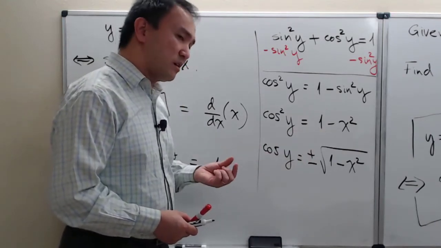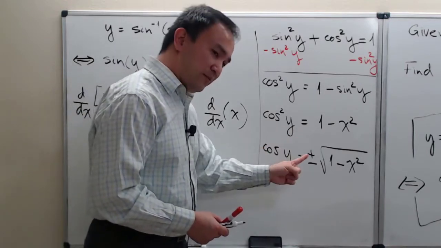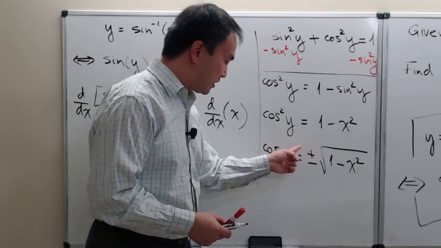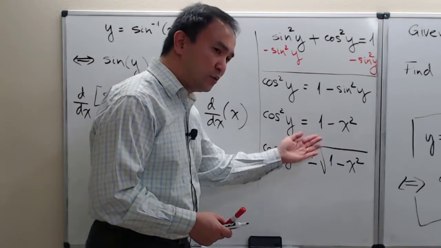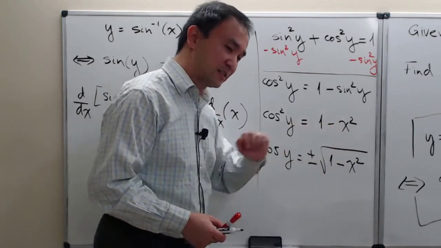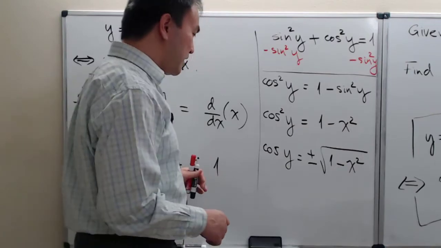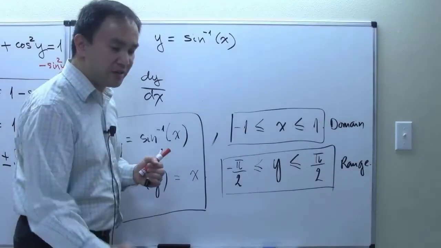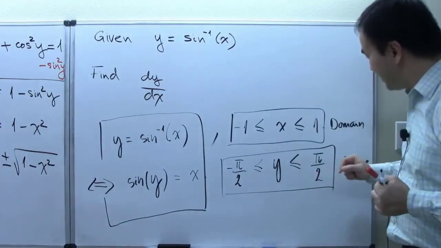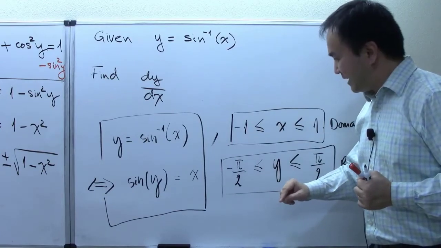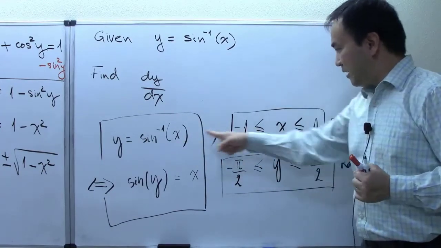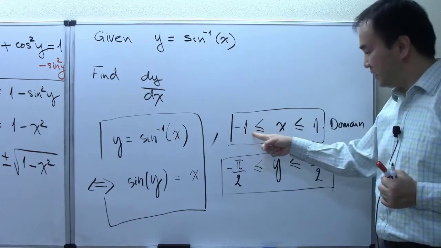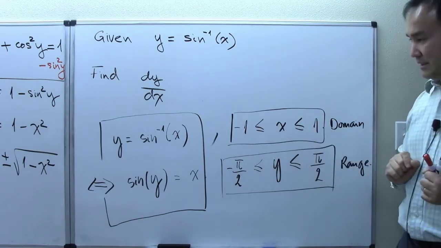Another point to emphasize here is that at this point, the reason we have to choose only one is that right now cosine of y is equal to two separate functions of x. So let's now see how we can choose here. I need to go back to my earlier board, and all the information is still there. Recall for yourself that the domain of sine inverse of x, the domain for x, is anywhere from negative 1 to 1. That's the domain.